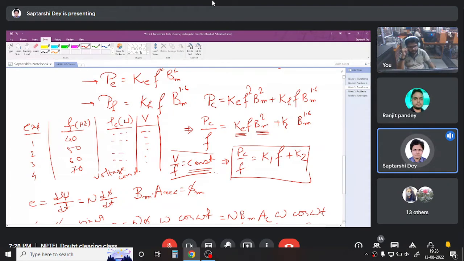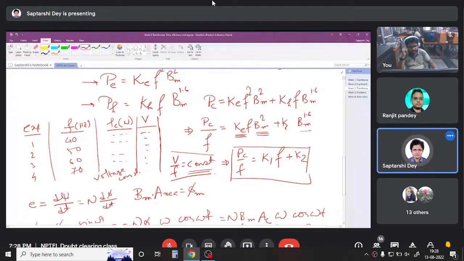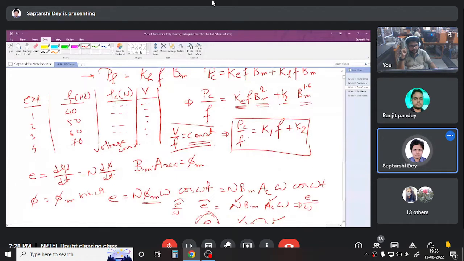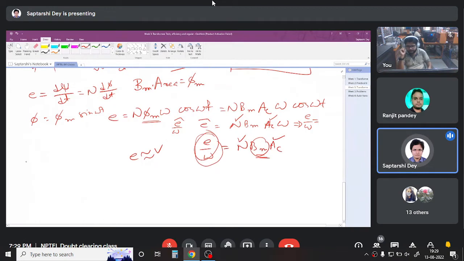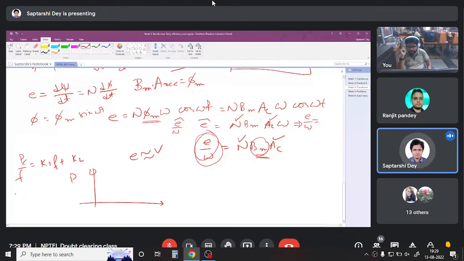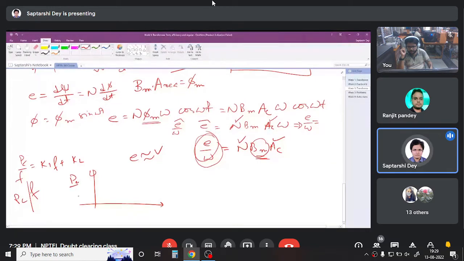So I have shown that if I keep V by F constant, then our Bmax stays constant. Kh is constant. Again, these two are constants. So we combine these constants in one, and we get PC by F is K1 F plus K2. Now from this data, we have PC value, we have F value. So what I plot is PC by F versus F.